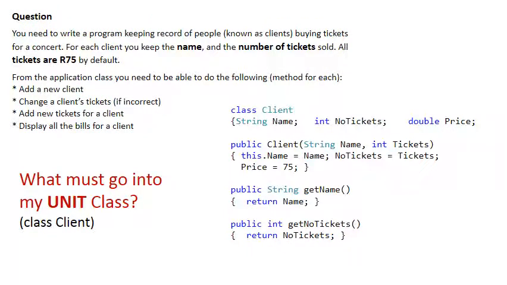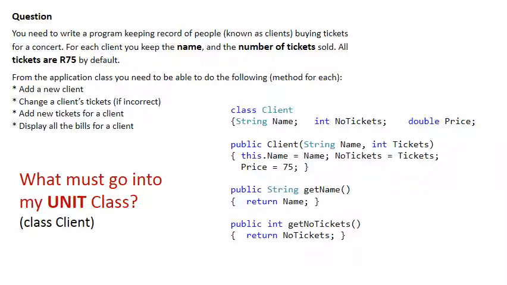When doing this kind of thing, the easiest place to start is what I call the unit class. In this scenario, it is class client. And you first of all say to yourself, what are the attributes of the unit class? If you read the question, it says for each client, you keep the name, the number of tickets, and then they also say each ticket costs 75 Rand. So we decide on these three attributes: name, number of tickets, and price.